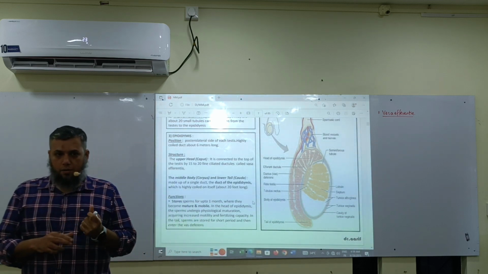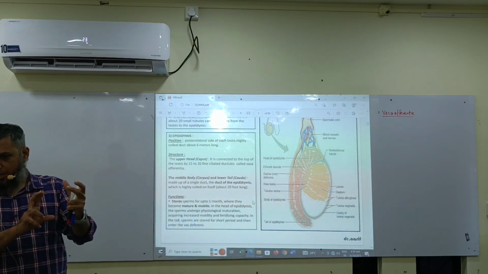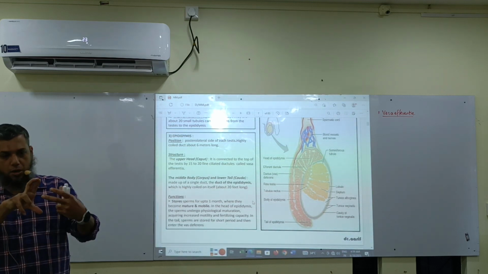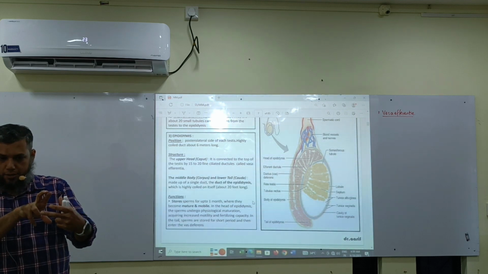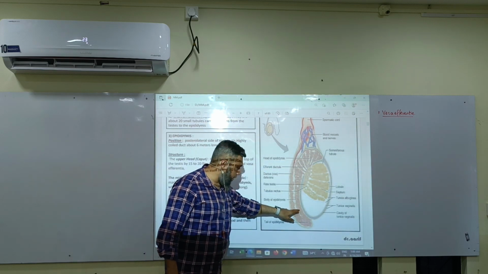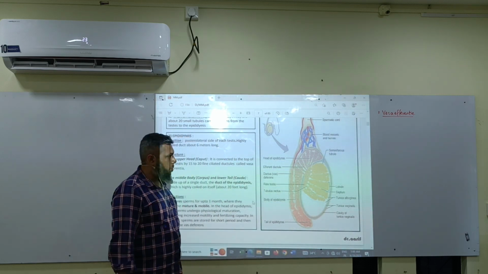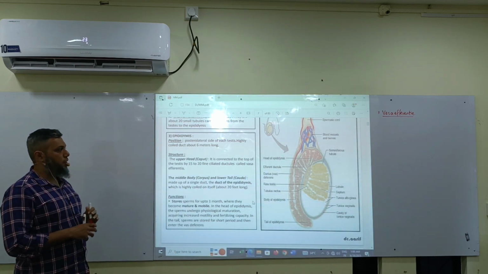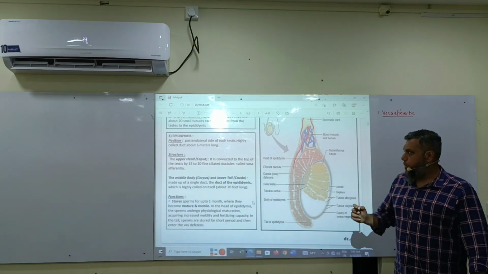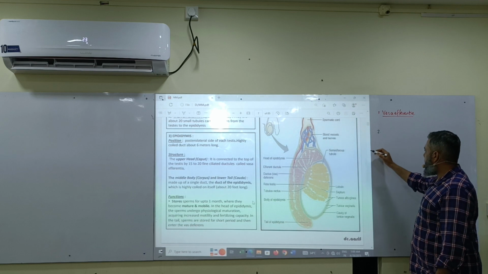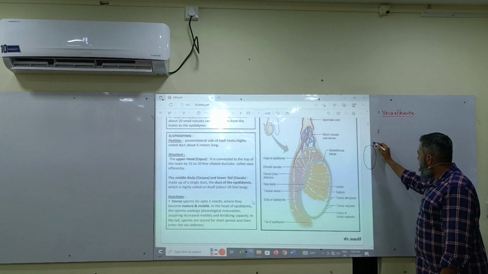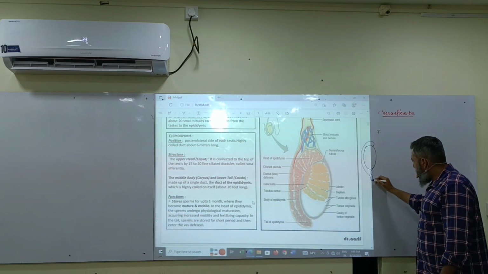If I have a tennis ball in my hand, the way I grip it on the seam, how am I holding it? Posterior side. So where is it located? Posterior lateral side of each testis. The epididymis is divided into 3 parts. So this is the testis, and the epididymis is on the posterior lateral side.